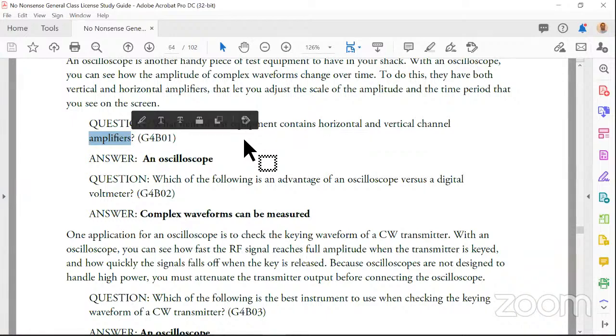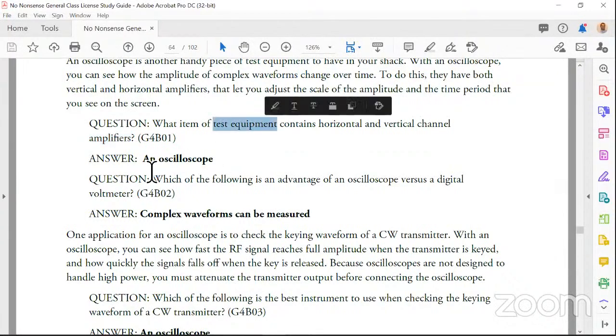So when we had discussed the oscilloscope, we saw that you had a vertical input and a horizontal input, and you have a graph as a result of those two inputs. And of course, we said the inputs have amplifiers to amplify the signal and show it on screen. So that's the item that they're referring to, that piece of test equipment known as an oscilloscope.